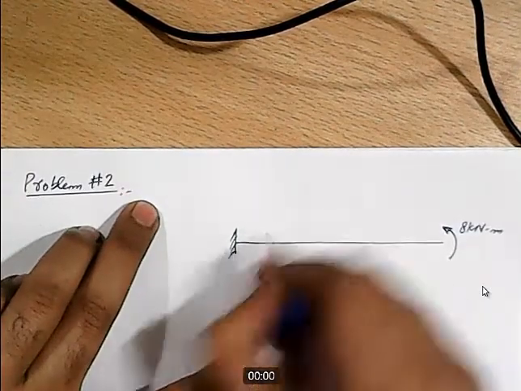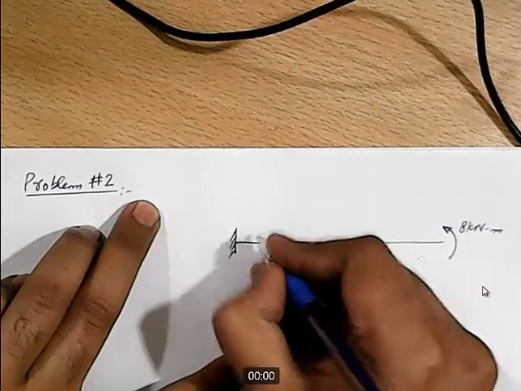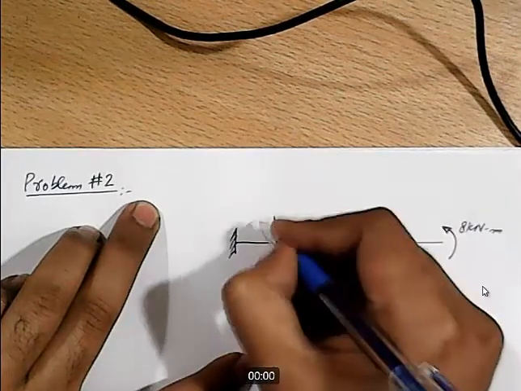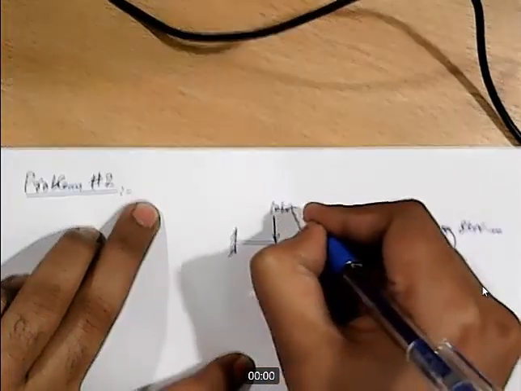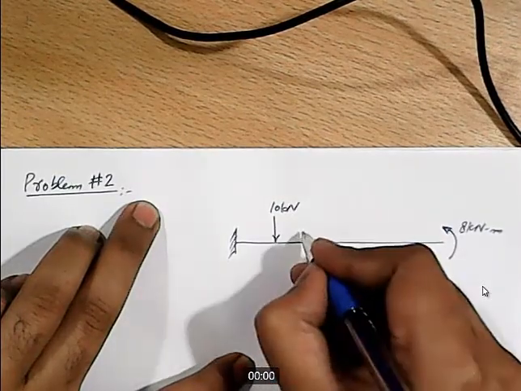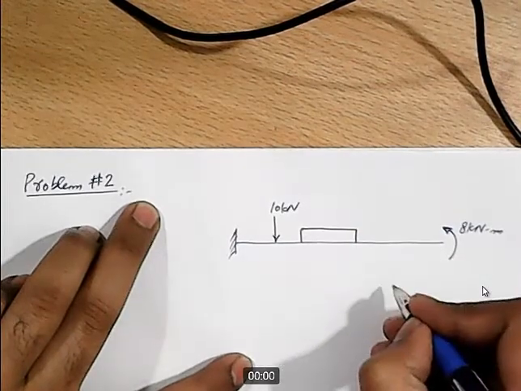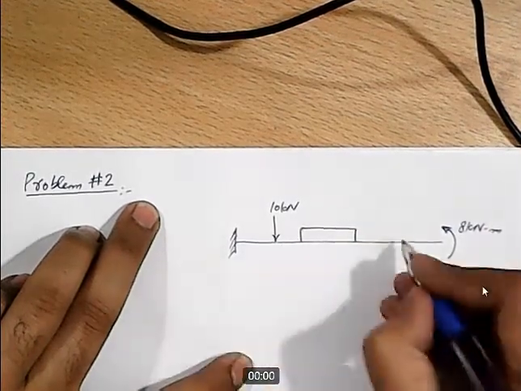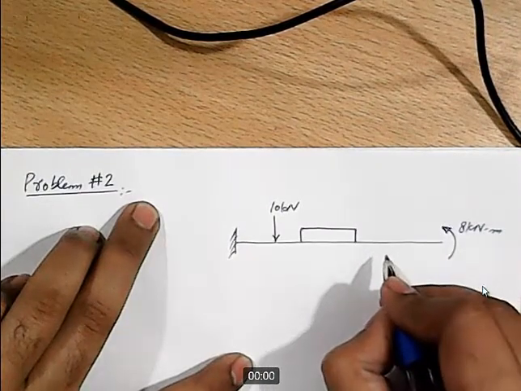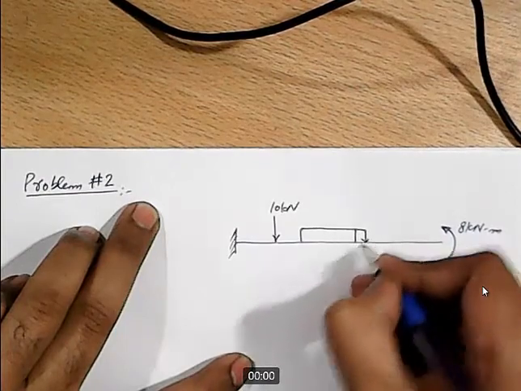There is a point load acting in the downward direction with a magnitude of 10 kilonewton, and then we have a UDL. Let me mark the other loads as well. I think it's better to draw the UDL up to this point.